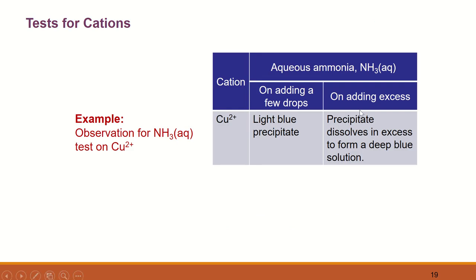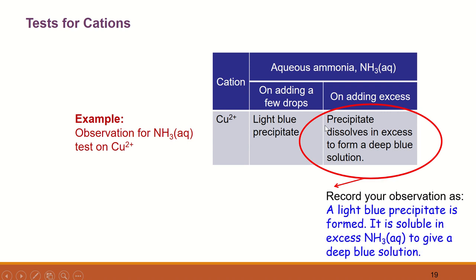Now, in your practical worksheet, you might find this table, which actually summarizes the test results of the various ions for you. I can show you one example. Note that this table just gives you a summary of the test results. But when you record your observations, you cannot just copy the phrasing word for word because it is not complete. For example, here you can see that on adding excess, the precipitate dissolves in excess to form deep blue solution. They never state what is the substance that is in excess, which is wrong. So you cannot just write in excess.